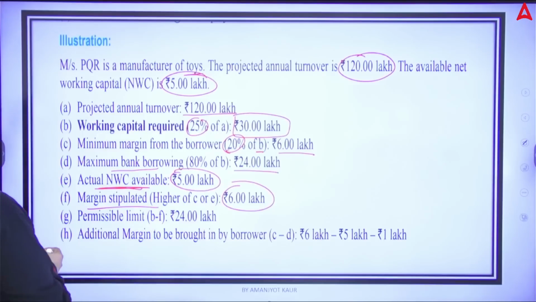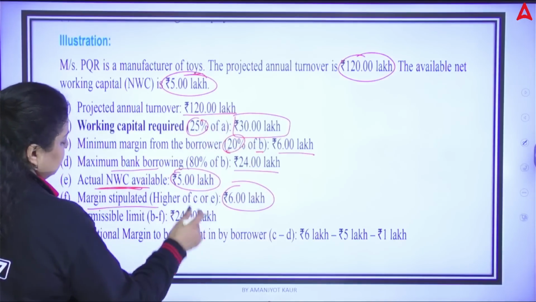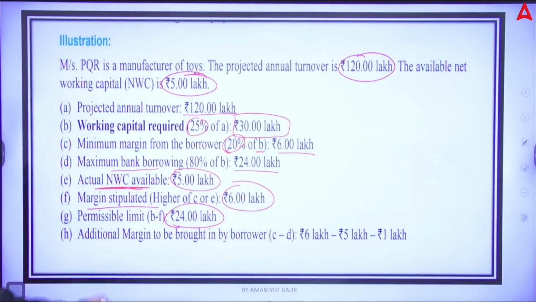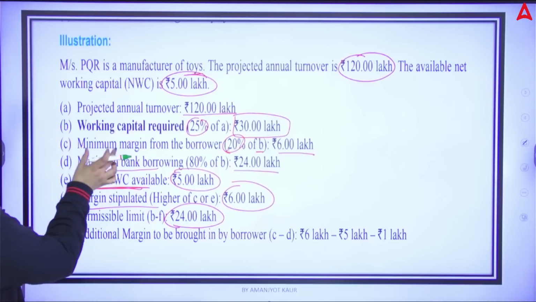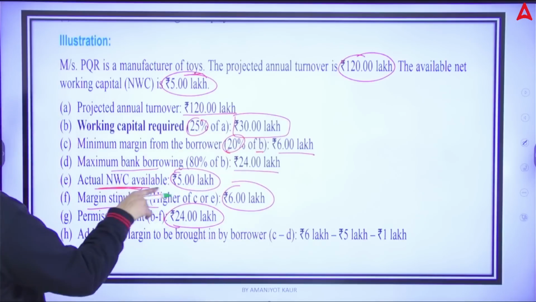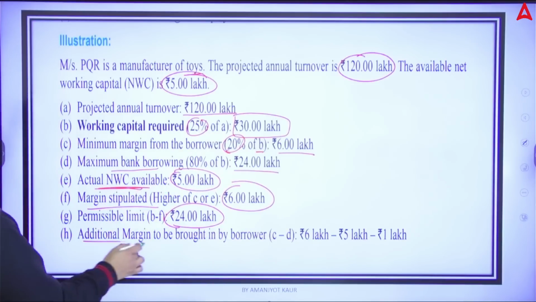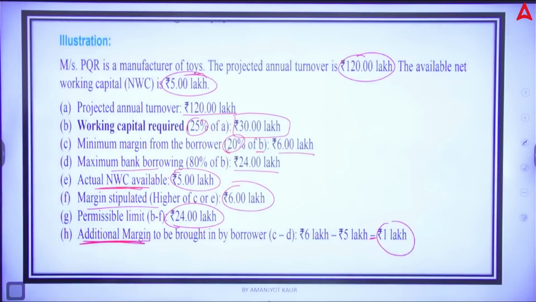And the permissible limit is 24 lakh. How is it 24 lakh? Simply the working capital requirement minus the margin stipulated, that is 30 lakhs minus 6 lakh, which gives you 24 lakh. And the additional margin to be brought in by the borrower: the minimum margin from the borrower is 6, and the available net working capital is 5 lakh. So the additional margin required from the borrower is only 1 lakh.